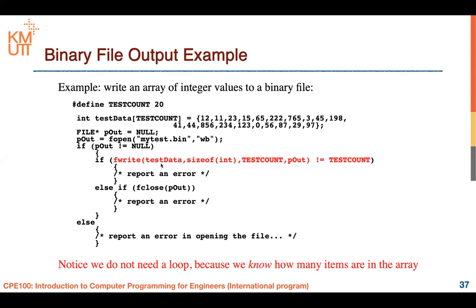fwrite test data. What does test data mean? Test data is here. Size of integer means write integers one after another. And this one is the number of values. In this case, we have 20 numbers, and then pout is the file. This is an example: in order to write the data 12, 11, 23, and so on, we want to write this in binary format into the binary file, my test.bin.